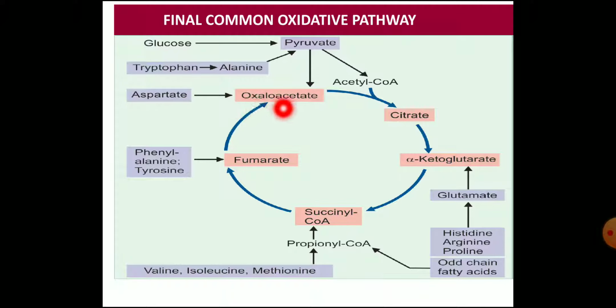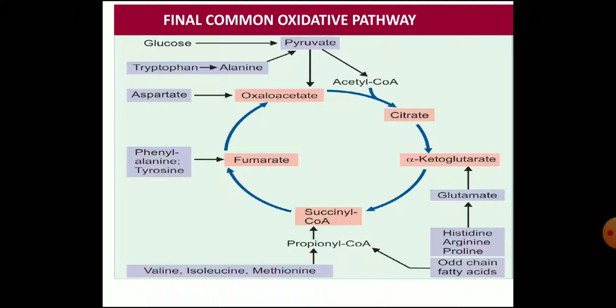So aspartate on transamination produces oxaloacetate. Then phenylalanine and tyrosine form fumarate and acetoacetate, which may enter the citric acid cycle. Then certain amino acids like valine, isoleucine, methionine, and threonine, through propionyl coenzyme A, will produce succinyl coenzyme A and enter the TCA cycle.